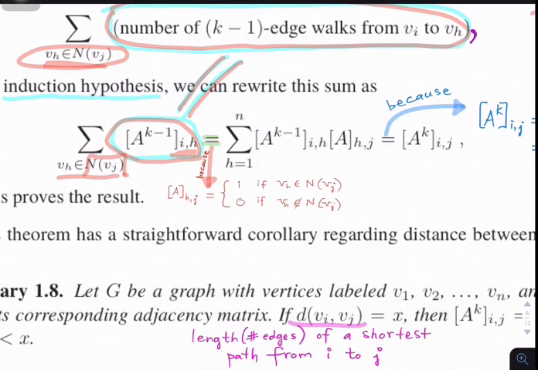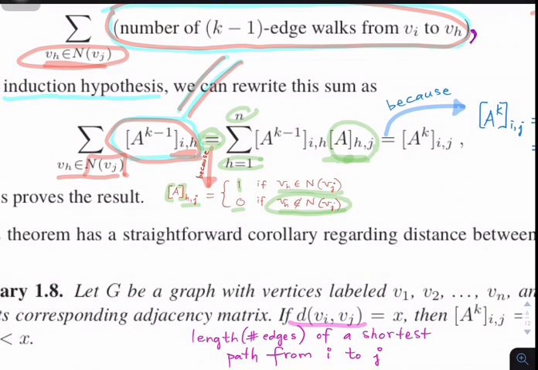This next equality is true because for every entry hj in the adjacency matrix A, I'll have 1 if h is in the neighborhood of j, and I'll have 0 if h is not in the neighborhood of j. So I can safely just consider all of the vertices, not just the vertices in the neighborhood of j. And I can safely multiply with this term, because this term would be 0 if h is not in the neighborhood of j. So that is just equality.